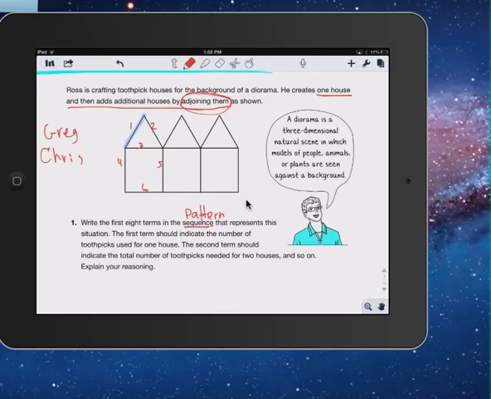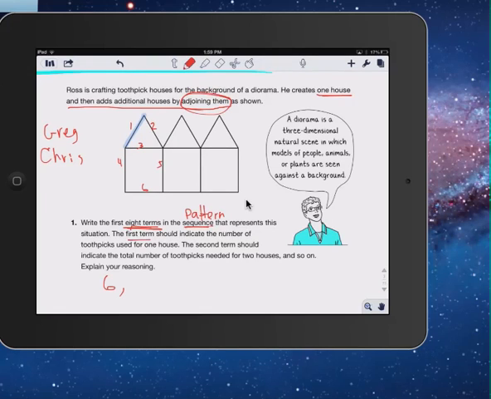Underline the word it asks. What word did you underline? First 8 terms. So they want 8 terms. Did you underline that? What is our first term? How many toothpicks to make one house? It's 6. That is the first term.